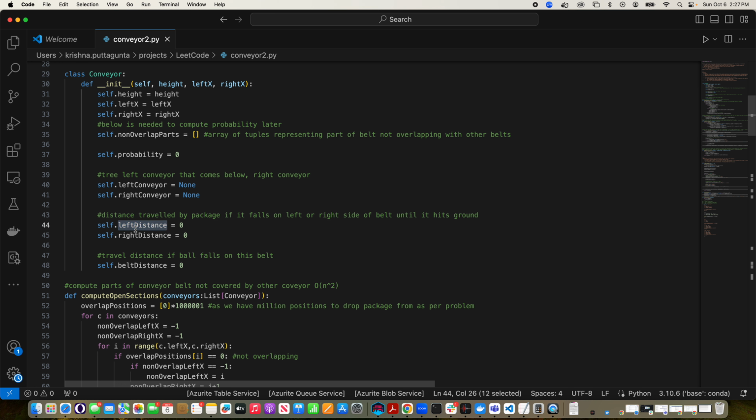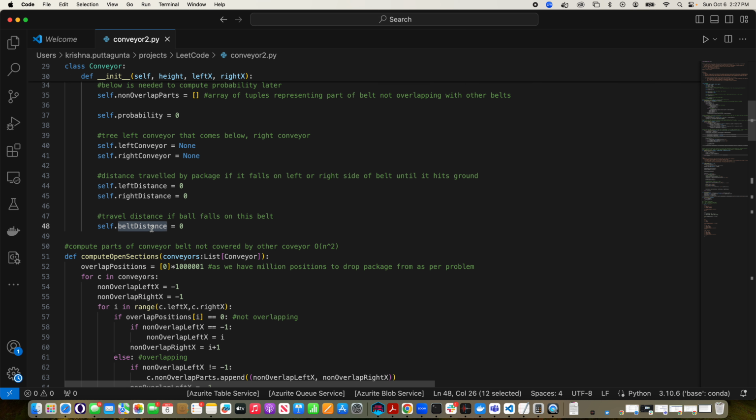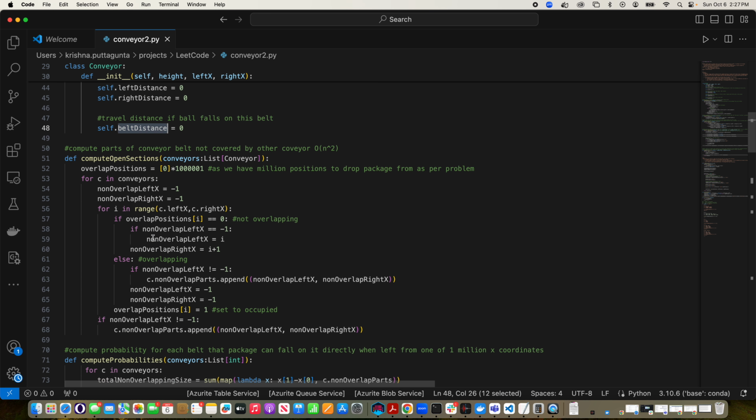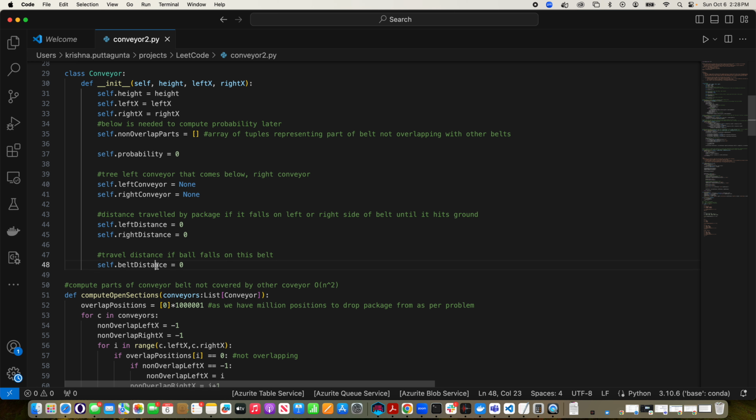So this is the distance when it falls to the left side of this conveyor belt, what will be the distance downstream. If it falls from the right of this conveyor belt, what is the total horizontal distance that it travels downstream. And this is the overall average distance that the package will travel if it falls on this particular belt. So if you look at this, this is nothing but the difference between these two, x minus plus this left distance and the right distance with probability 0.5 and 0.5 of this, then you get this belt distance.